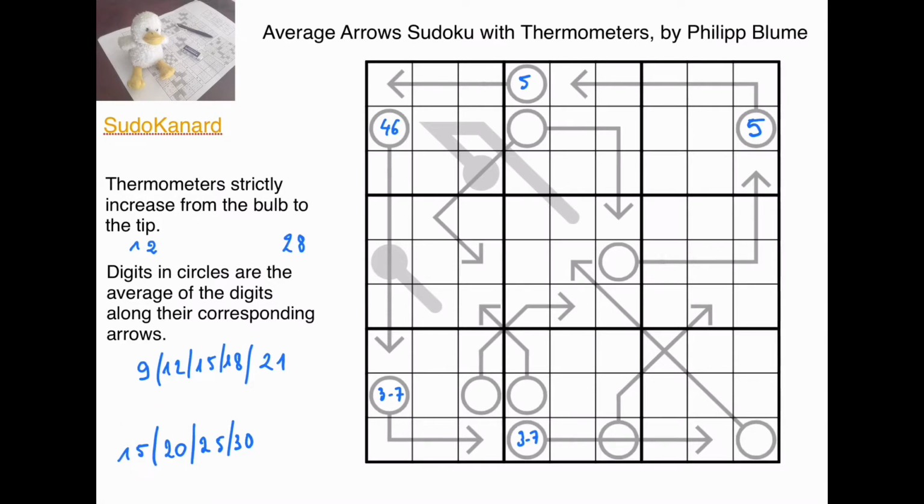15. 15 with any of those sums would not be enough for a leftover single digit. Only this one would work, but that would make this a 9, and 9 will never be the mean value of those. So I can rule 15 out as well. So this is either 4, 5, or 6, and this is not 5. So this is 4 or 6.